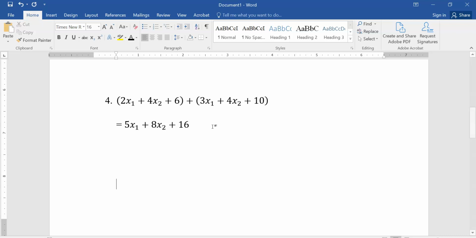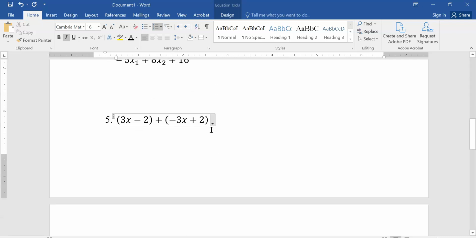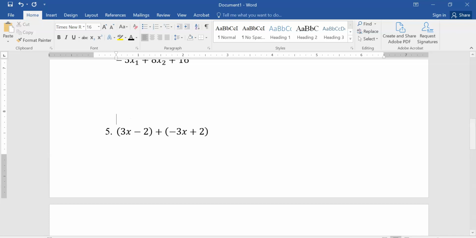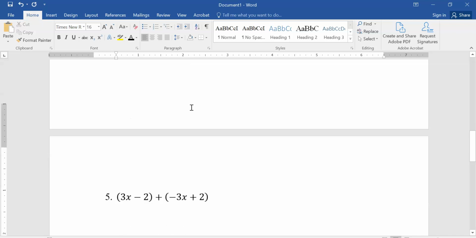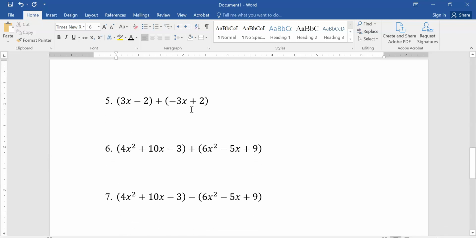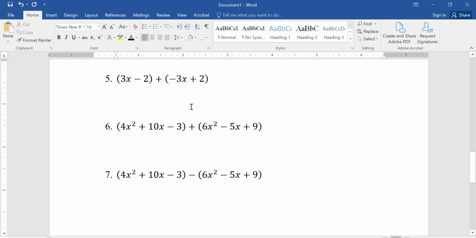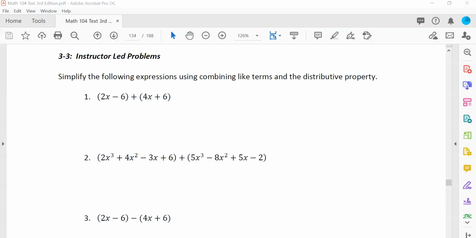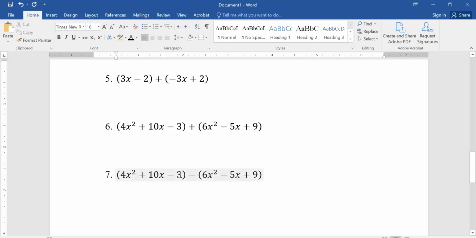Hopefully that makes sense. Now that you have these tools, I want you to go ahead and try problems 5 and 6 and 7 on your own. So you can see them on this document, or you can look on your notes here. I want you to try problems 5 and 6 and 7 all on your own. Push pause on the video and then come back and check your answers.